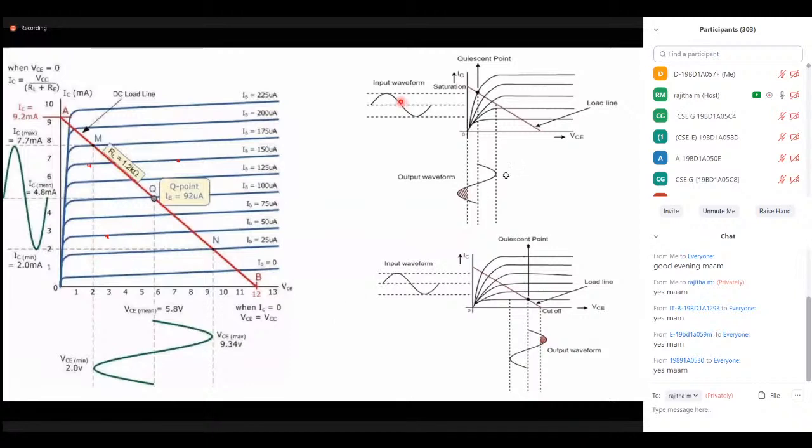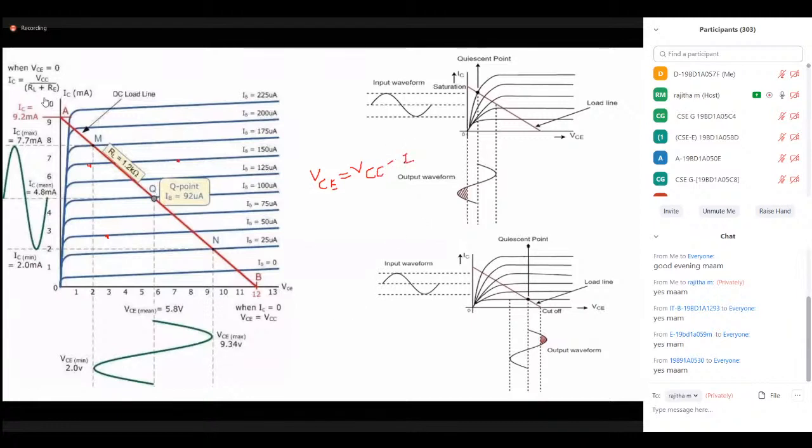What does it mean? It means there is a phase difference of 180 degrees. For a positive cycle of input, we are getting an amplified negative cycle, whereas for a negative cycle of input, we will get an output voltage which is positive because, just to see here, now we are taking the voltage here. VCE is the collector to emitter voltage, which is equal to VCC minus ICRC.